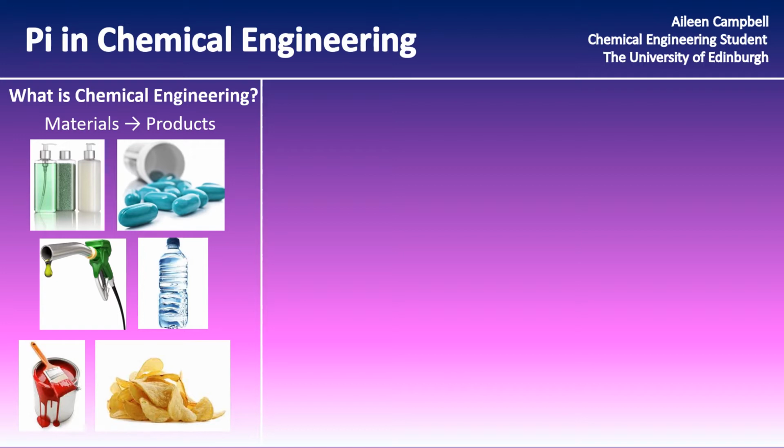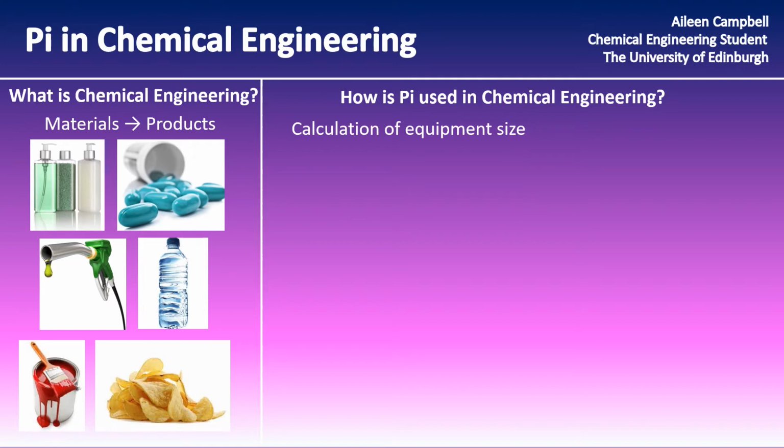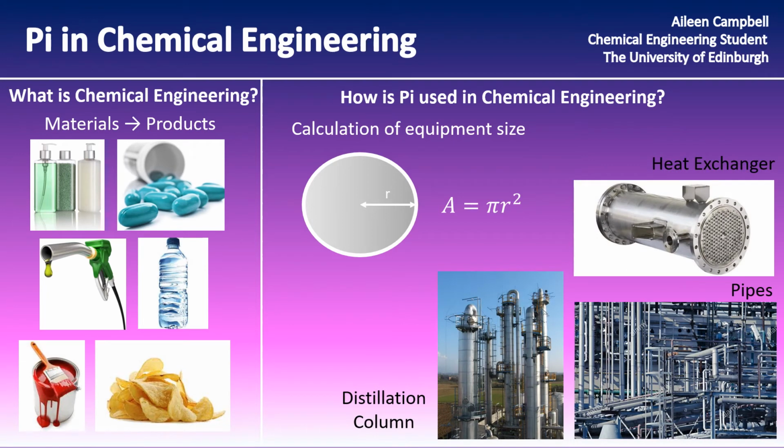So how is pi used by chemical engineers? Well, lots of equipment that is designed by chemical engineers is cylindrical, and so we need to use this equation to find the size of the equipment that is required. For example, heat exchangers are used to cool fluid down or heat it up, and distillation columns are used to separate mixtures of different fluids. And as you can see, both of these pieces of equipment are cylindrical, so we need to use pi. As well, pipes are used to move fluids between processes, and so pi has to be used to calculate their size. Thank you very much for listening.